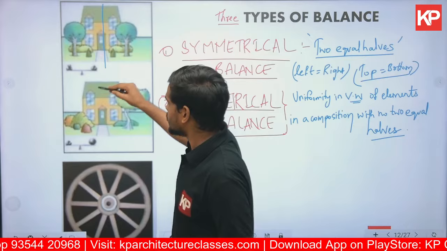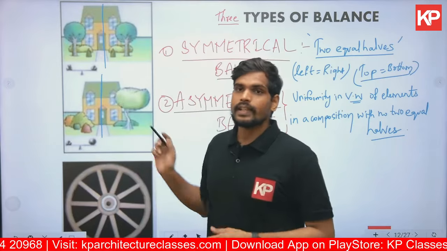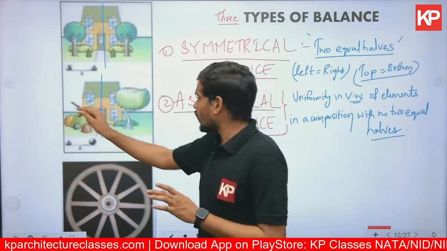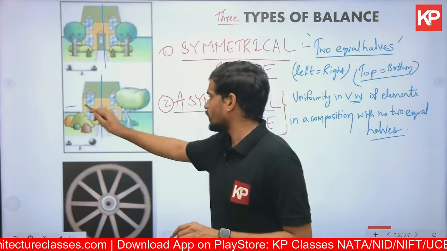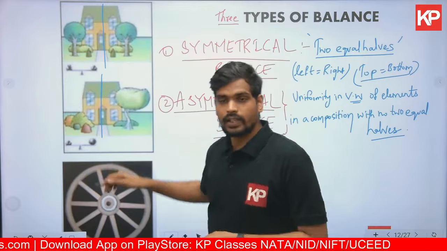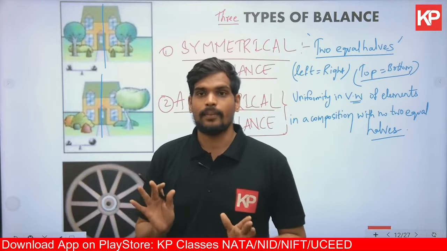If I draw a line in the center, is the left side and right side equal? No, it is not symmetrical. There are no two equal halves. Even if I draw a horizontal line, there are no two equal halves. Do you get two equal halves by drawing the line like this? No, right? So if I draw a vertical line, there are no two equal halves. So it is not symmetrical.